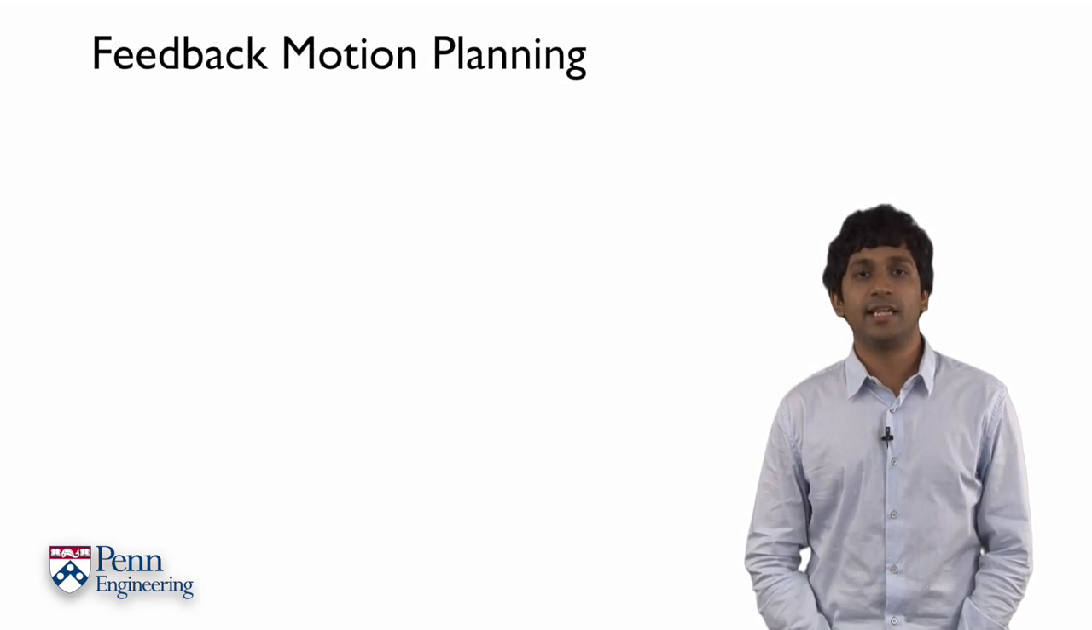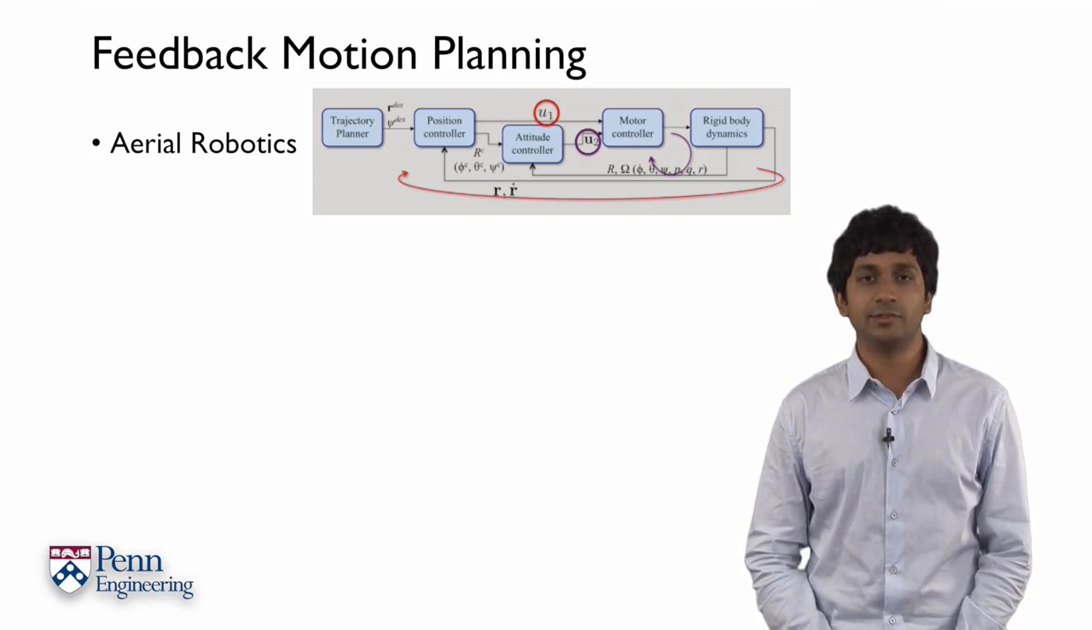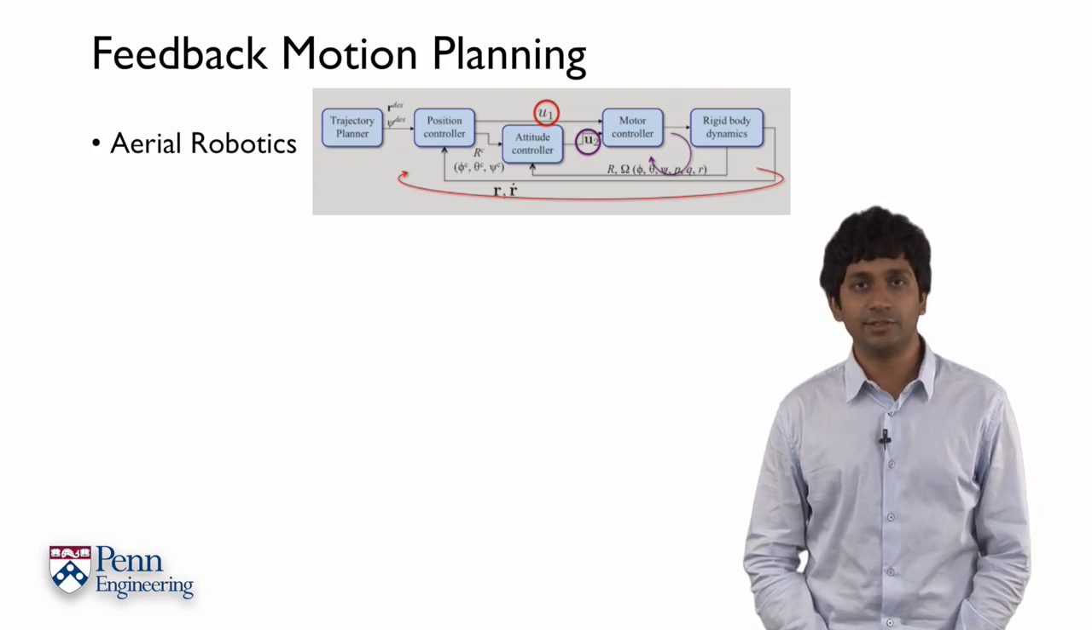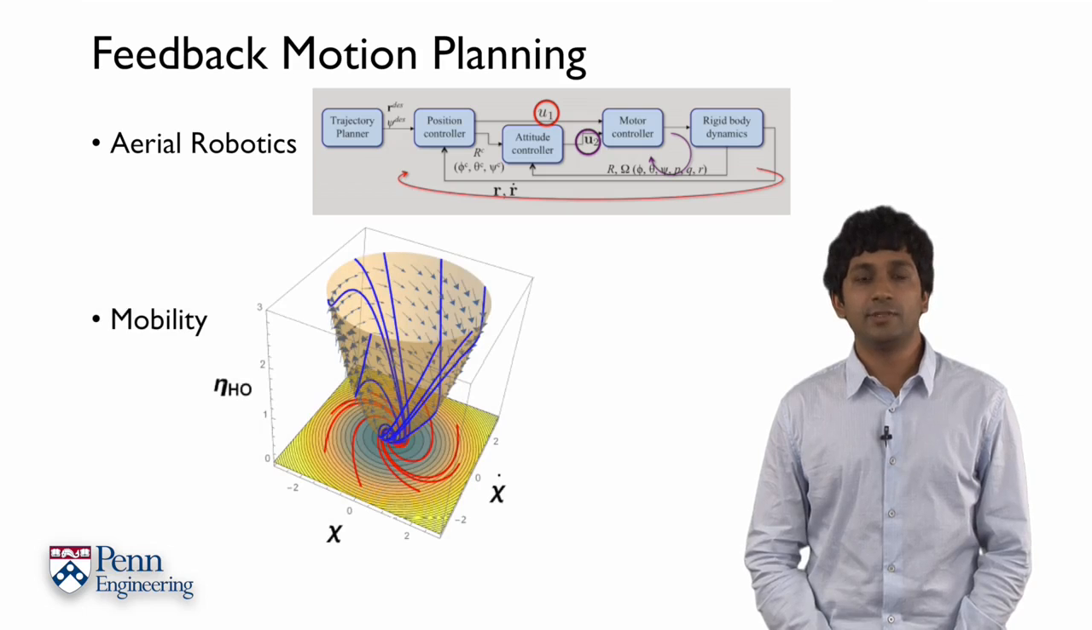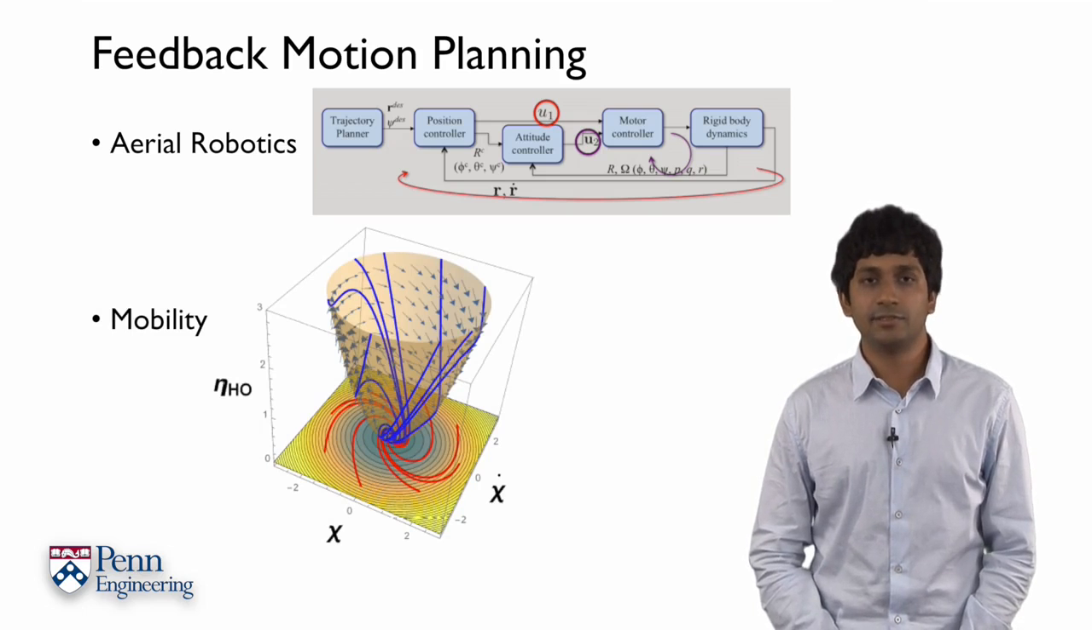You've also learned in the aerial robotics course how to think about position control of a quadrotor as a hierarchical control scheme after its attitude control. And in the mobility course, you've learned about feedback motion planning as energy basins. You'll use all of that knowledge in this course as well.